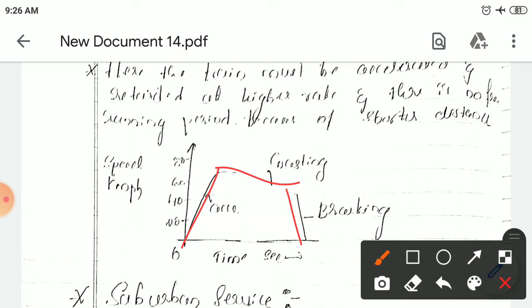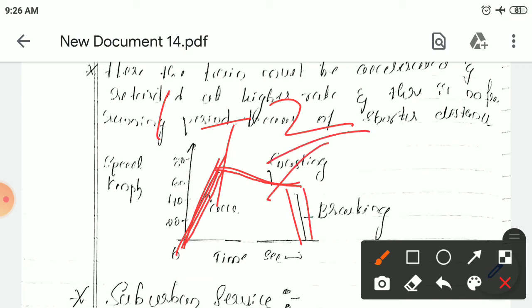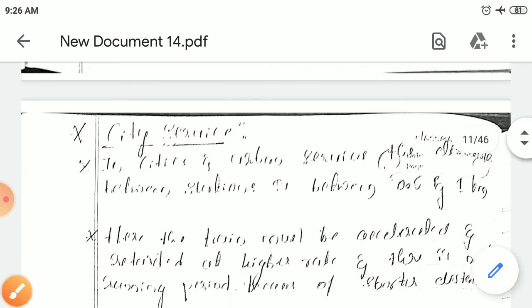Why? Because the distance between the two stops is very much less, 1 to 2 kilometers. The train is accelerated and the power is turned off. Whatever acceleration is gained makes the train run for some duration, which is called the coasting period, running with power off conditions. Then brakes are applied and the train comes to a standstill. That is called city service.